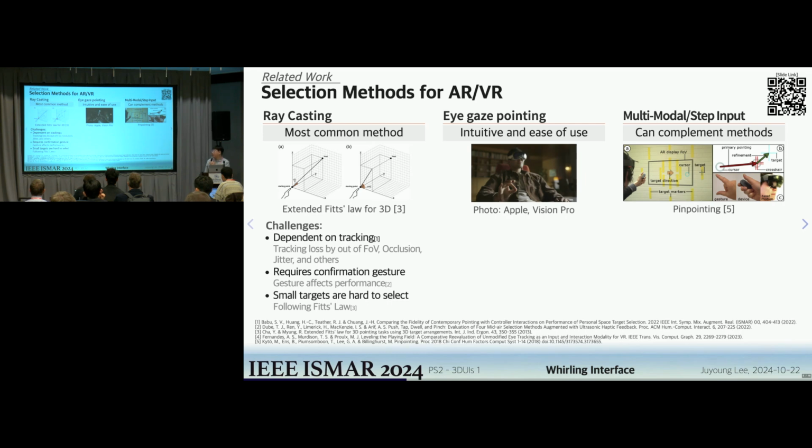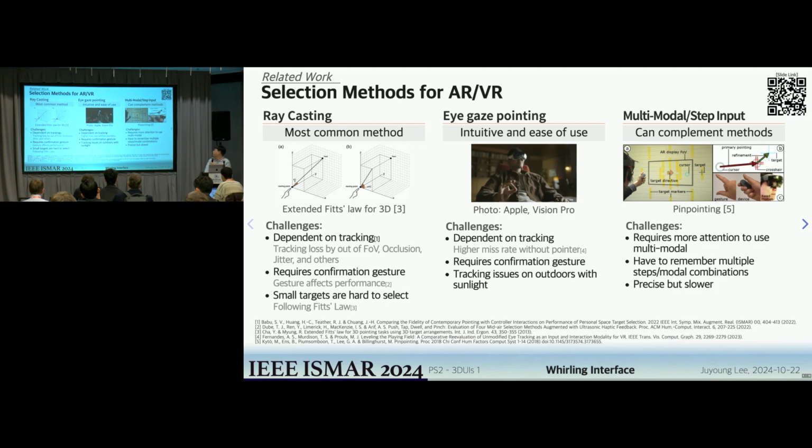First, ray casting is highly dependent on tracking. It requires more IR cameras, or it needs really precise input, and it also needs a confirmation gesture, which some people find difficult. Eye gaze pointing is almost the same as ray casting with the hand. It also depends on tracking, and it requires a confirmation gesture. There are also tracking issues outdoors. Multi-step and multimodal methods are really good in some immersive contexts, but they require more attention and more training.